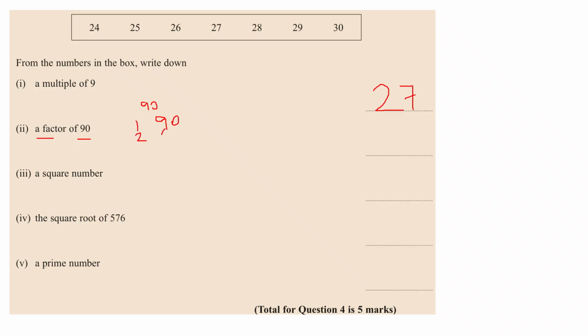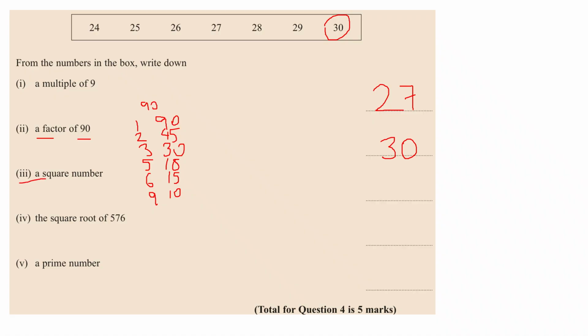2 and 45. 3 and 30. 30 isn't on our list, so 30 is going to be a factor of 90 because 30 goes into 90 exactly 3 times cleanly with no remainder. Of course, there are more factors if you're wondering. You got 5 and 18, you got 6 and 15, 7 doesn't go into it, 8 doesn't go into it, 9 goes into it 10 times, and those will be factors of 90.